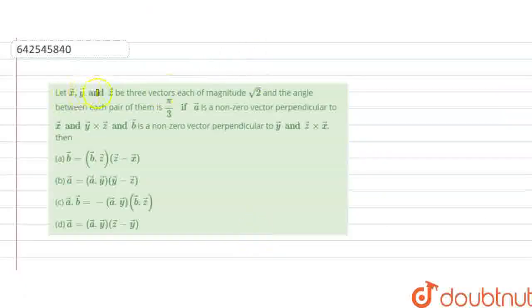Hello students, today our question is: let x, y, z be three vectors, each of magnitude under root 2, and the angle between each pair of them is pi by 3. If a is a non-zero vector perpendicular to x and y cross z, and b is a non-zero vector perpendicular to y and z cross x, then we have four options given. We have to find which option is correct here.